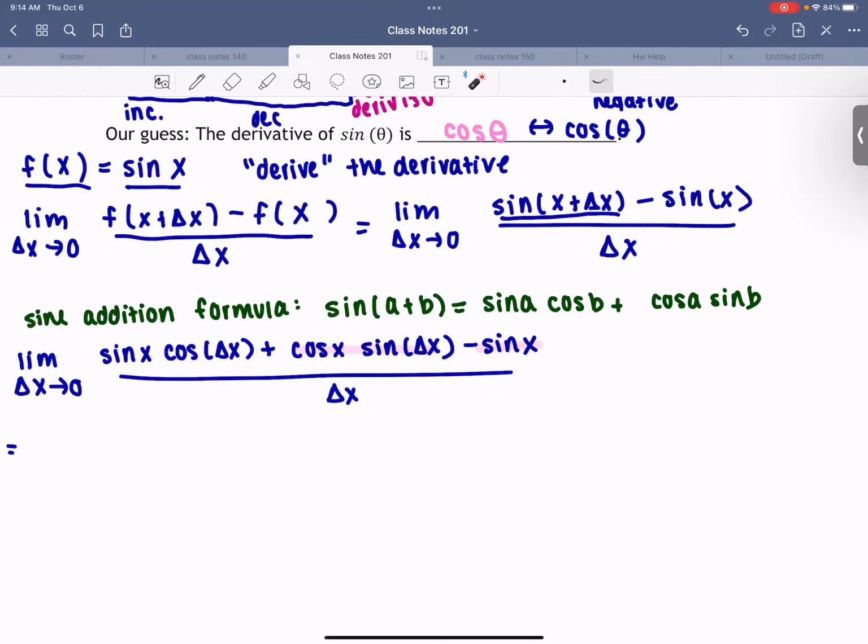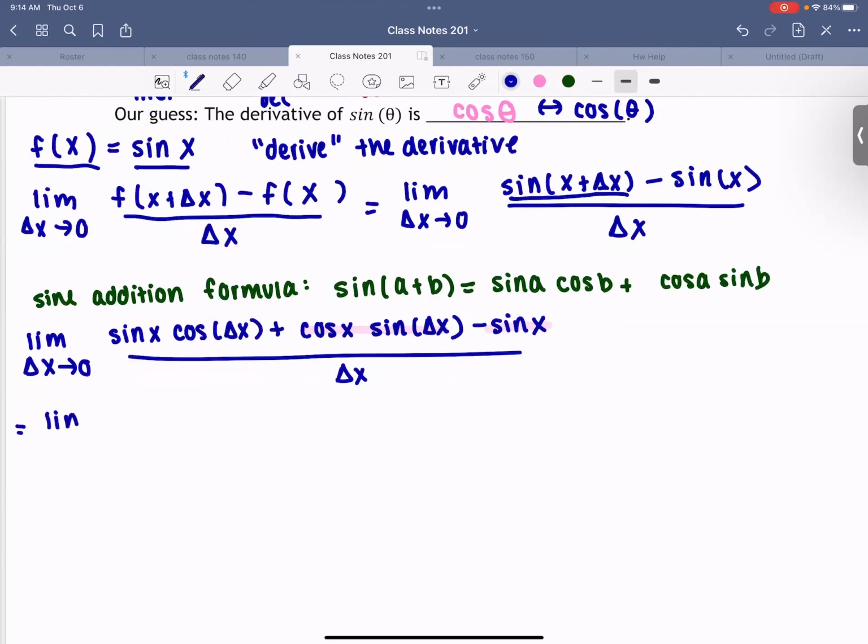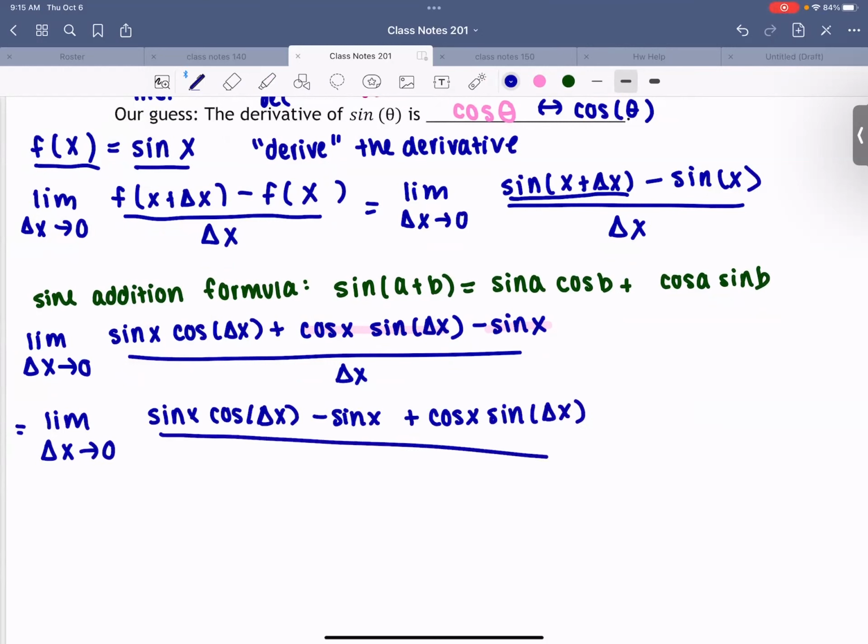Oh, do you mind passing this back? Okay, so the only thing I'm going to do is swap the 2 things I've highlighted. So sine of x, cosine delta x, minus sine of x, plus cosine x, sine of delta x, over delta x. So I just swapped it.